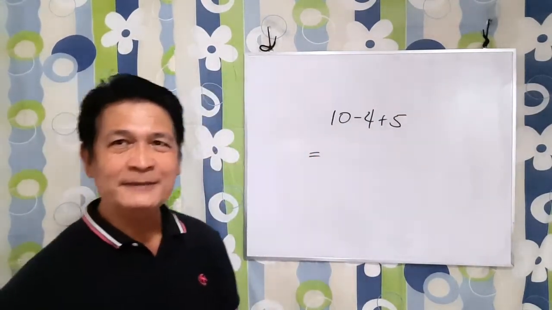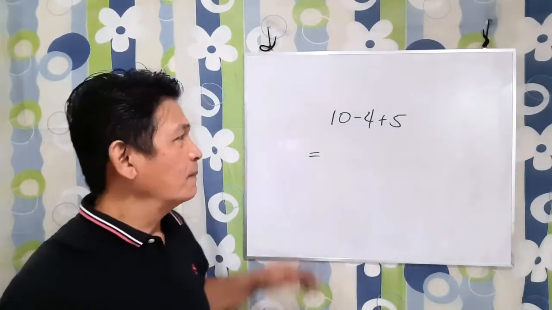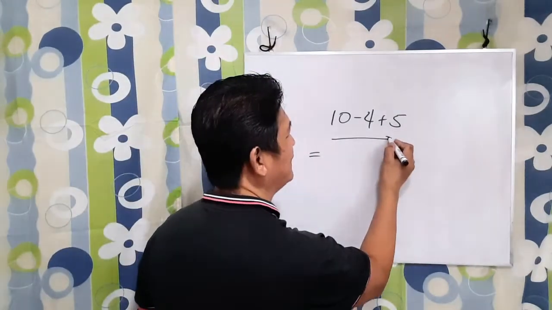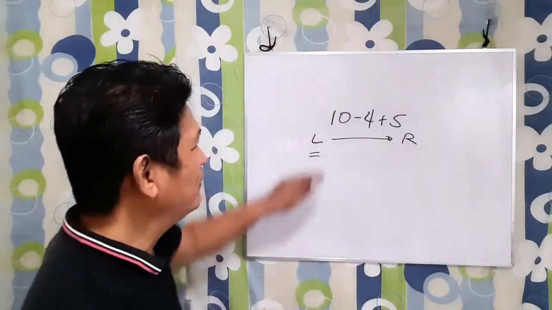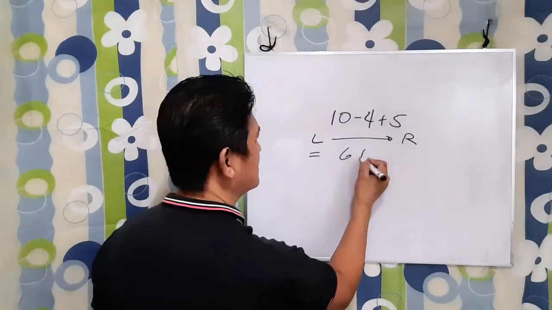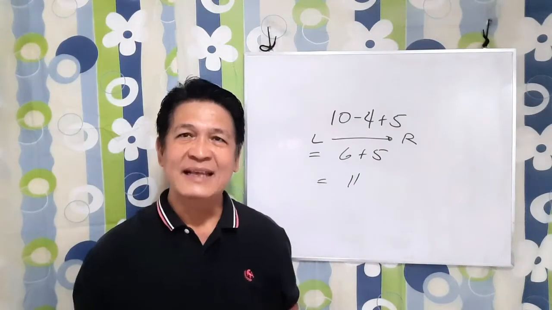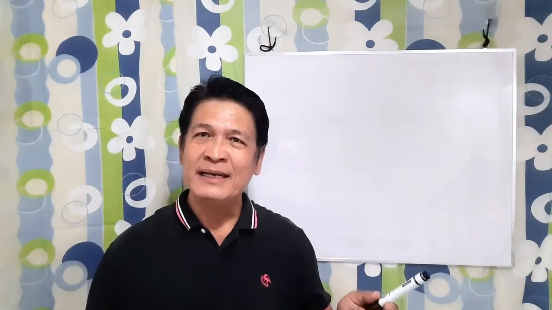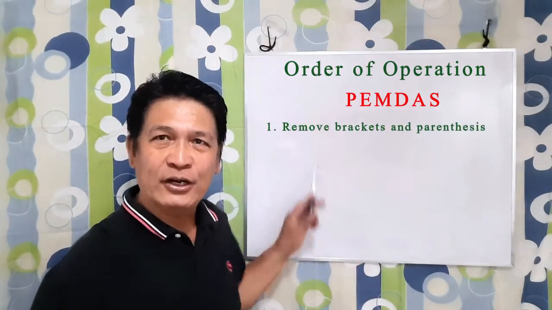Again, addition and subtraction have the same degree of importance. So in times like this, what you're going to do is simplify and solve from left to right. That will be 10 minus 4 is 6, plus 5, and 6 plus 5 is 11. And that is how to simplify and solve a given problem. So the next time you have a problem like this, bear in mind PEMDAS. You have to simplify your given problem in the order of PEMDAS.